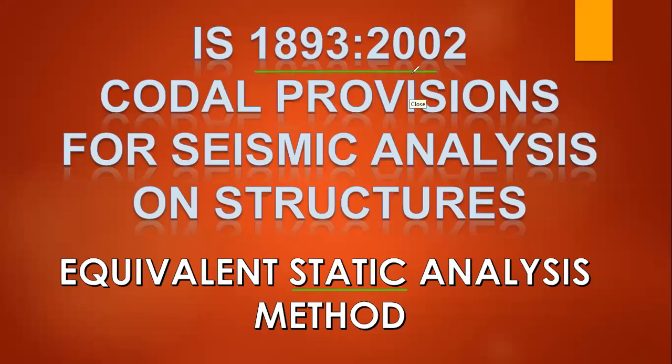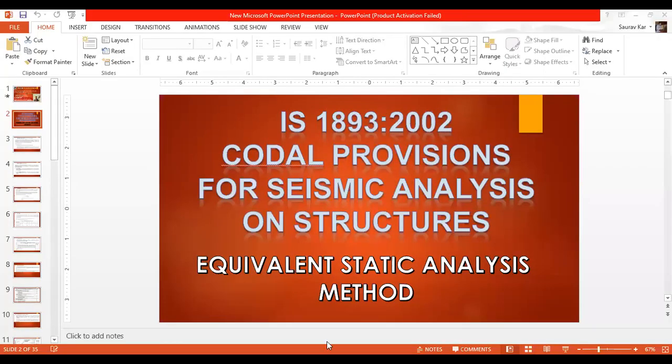Second method is the response spectra method. Response spectra method is basically a dynamic method. Equivalent static is the static method, while the response spectrum is a dynamic method which takes care of response spectra analysis. This response spectra is also given in this IS 1893 code, okay? Very interesting. This thing is also given in the IS 1893 code.